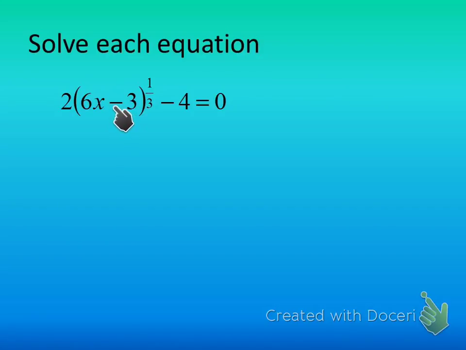Now, PEMDAS goes parentheses, exponents, multiply. This 1/3 is still an exponent. This 2 is a multiply, which means you have to do exponents before multiplication, which means we'd have to take this binomial to the 1/3 power before you can multiply it by this 2. But we don't even know how to take it to the 1/3 power. You see how we're stuck? So we're gonna learn how to.